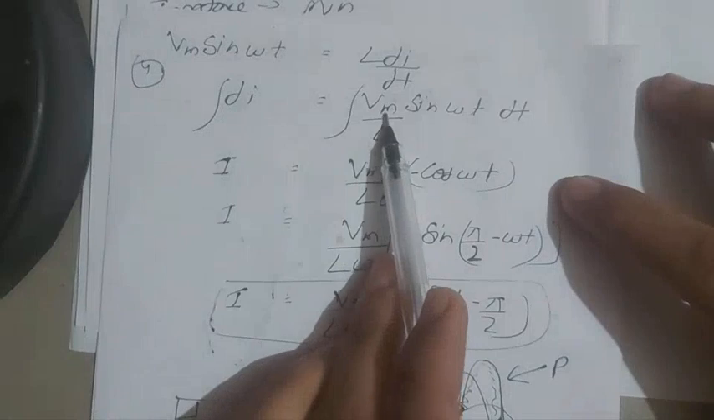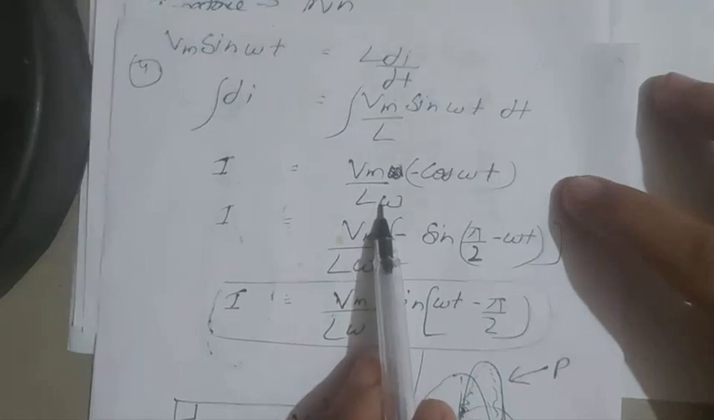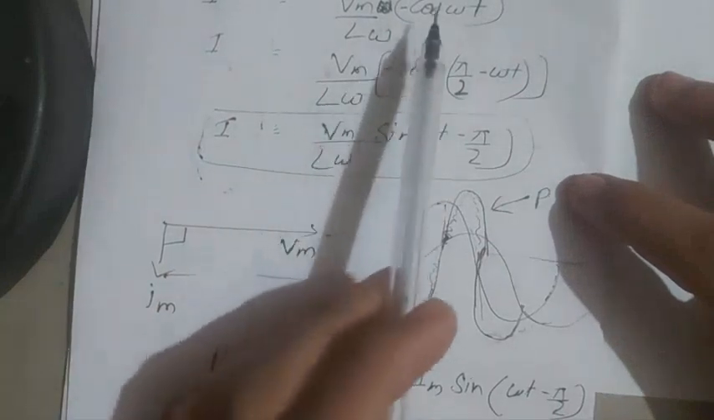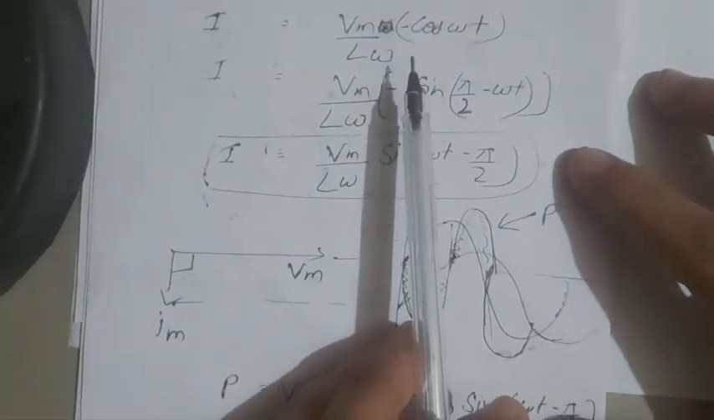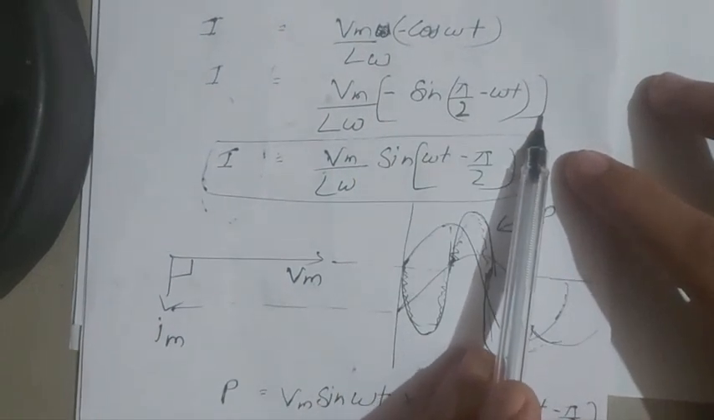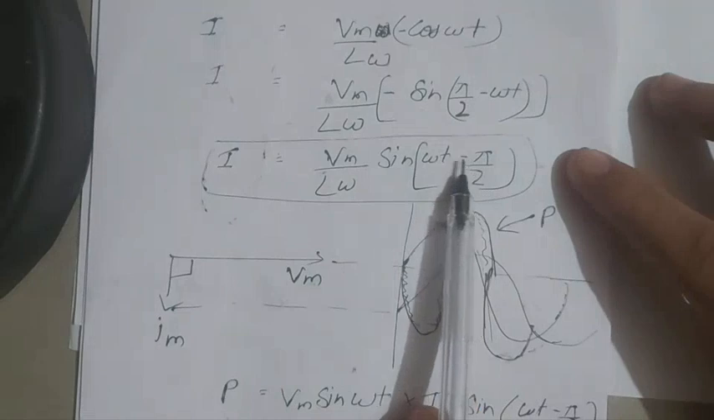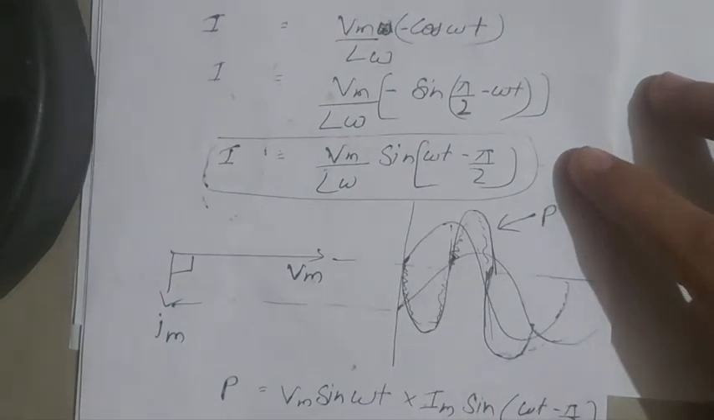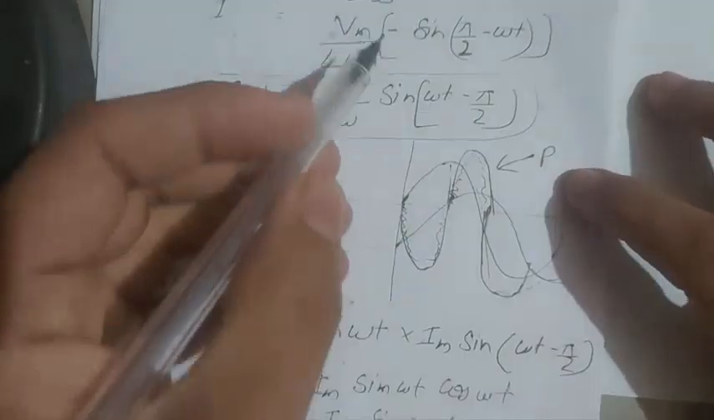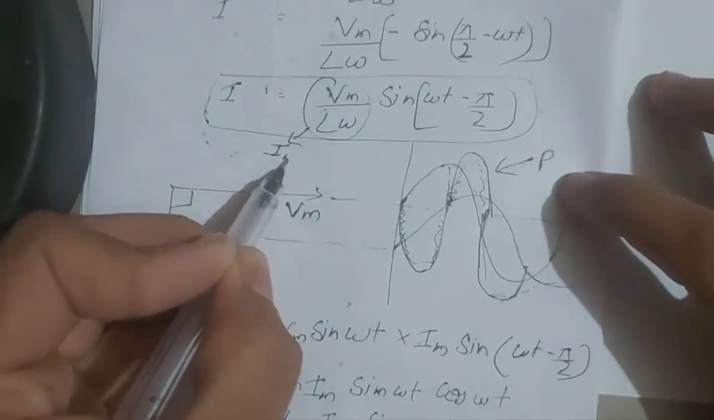Integration of di is I, Vm by L is constant. The integration of sin omega t is minus cos omega t by omega. We write cos omega t as the corresponding complementary angle sine pi by 2 minus omega t, and after that multiplying the minus sign inside we obtain sin omega t minus pi by 2. After that, this is the peak current Im.